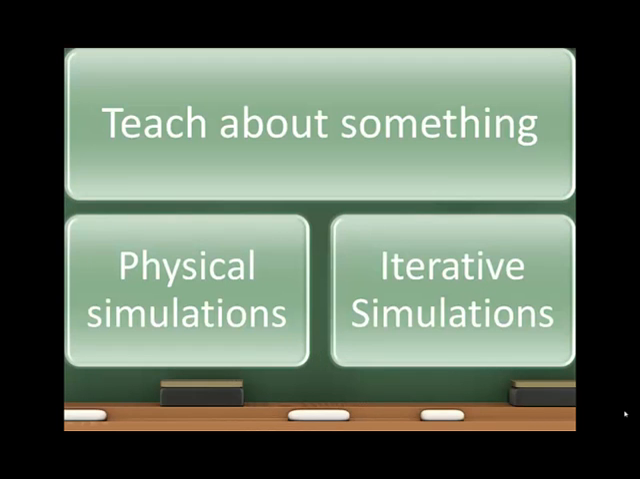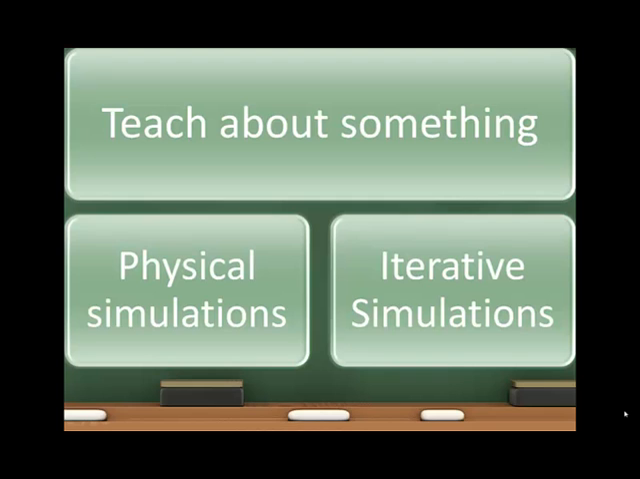Let's talk about simulations that teach about something. The first type of simulation is a physical simulation. In physical simulations, students are able to manipulate the objects on the screen. An example of this could be a program that would simulate combining baking soda and vinegar. The student would be able to use the mouse to manipulate the ingredients on the screen and combine them, and then they would be able to see the reaction.